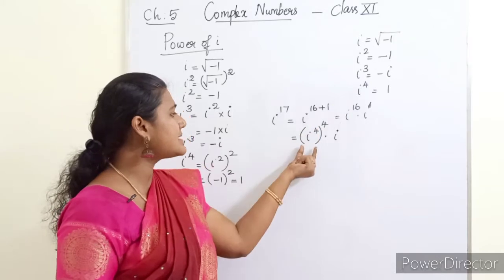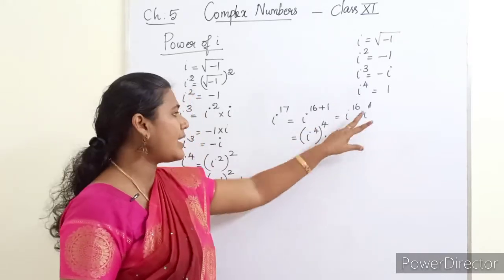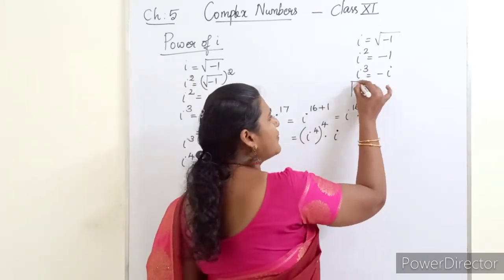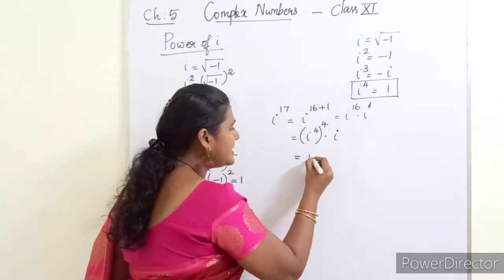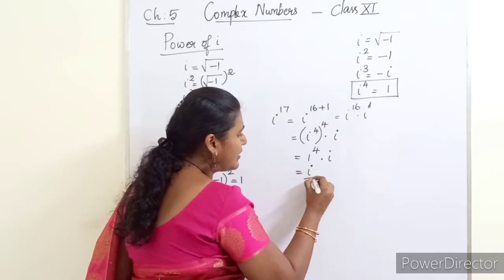Now i power 16 I have expressed as i power 4 the whole power 4, and next we have i. Now what is the value of i power 4? I power 4 is equal to 1. So we can write 1 power 4 into i, and the value is i.